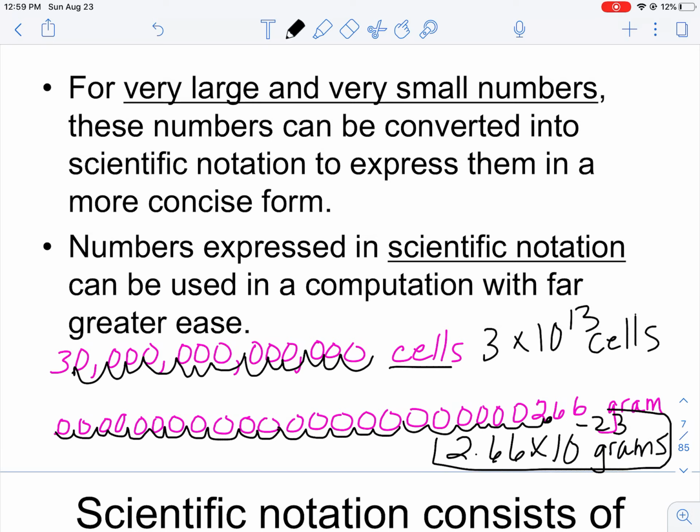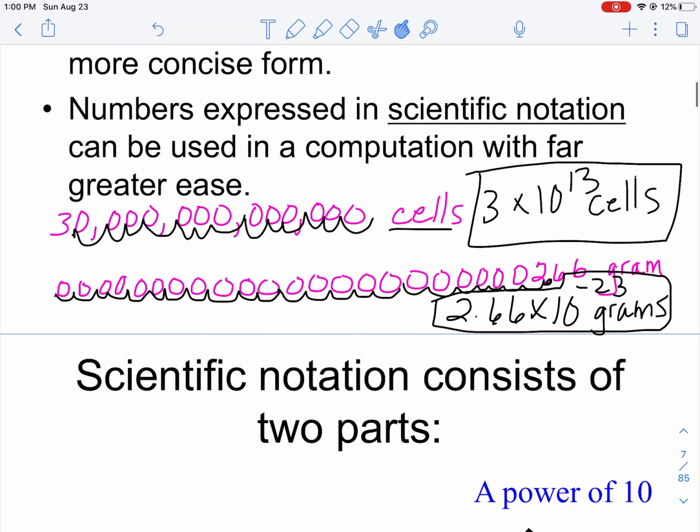Okay, any numbers that are less than 1, you're going to have a negative exponent when you put it into scientific notation, and any numbers greater than 1 will be a positive exponent. And always box your answers.